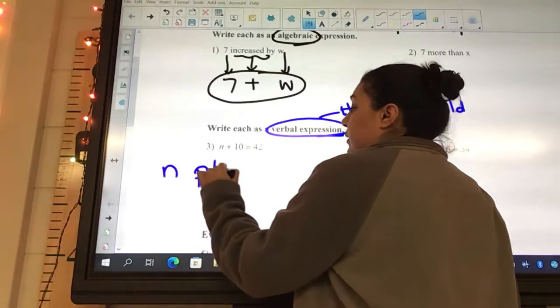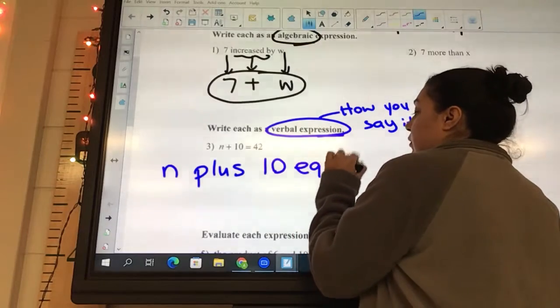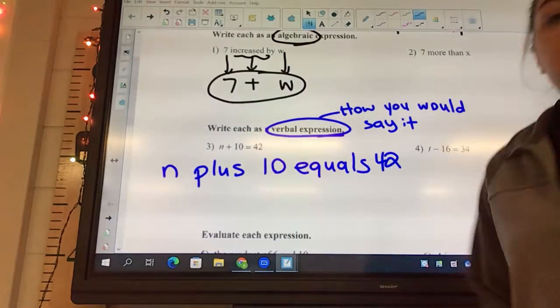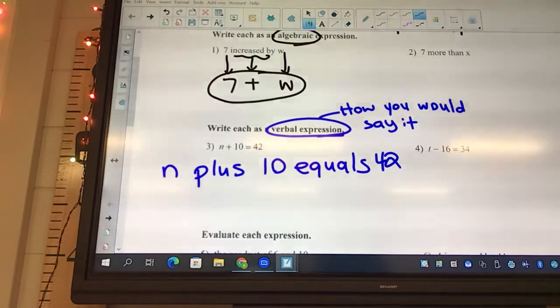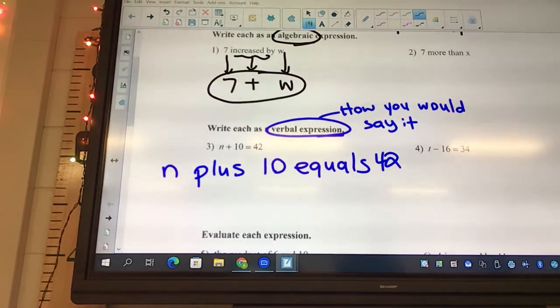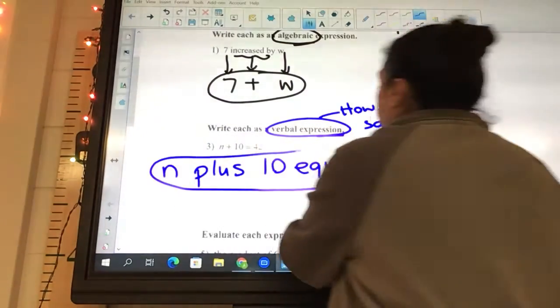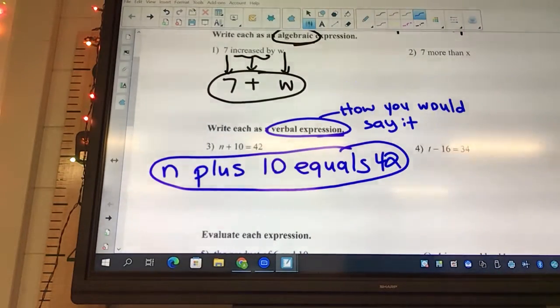N plus 10 equals 42. What's another word for equals? Because you guys are probably going to see it. What's another word for equals? Is. Okay, sum. So is probably the most common one. So you could say n plus 10 is 42. Okay? So this is how you would say it. Okay, it means to write it out in words.